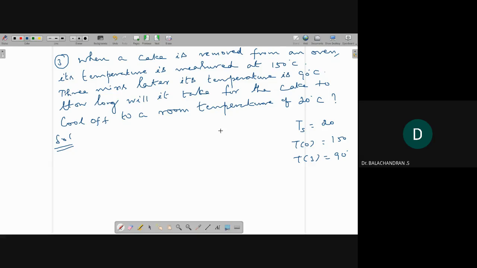So the question is how long it will take for the temperature of the cake to fall. Initially, it is 150. After 3 minutes, 90. They're asking for the time at which the temperature of the cake is also 20, which is equal to room temperature. So when will the temperature of the cake attain 20? That is the question here.